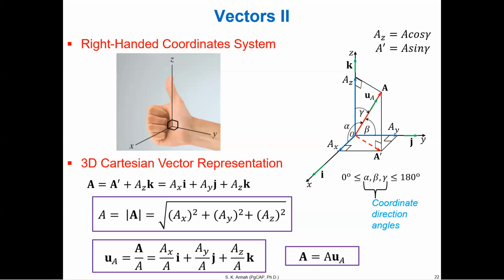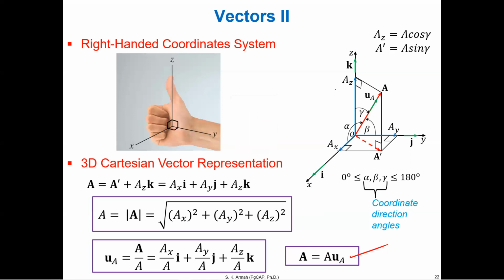Because in 2D we can easily say the direction is clockwise or counterclockwise to the positive x and so on, but in space we don't do that. We define angles called coordinate direction angles, which are the angles that the vector, in this case the force, makes with each of the axes x, y, and z. Okay, so we define every vector as its magnitude times the unit vector in that direction.